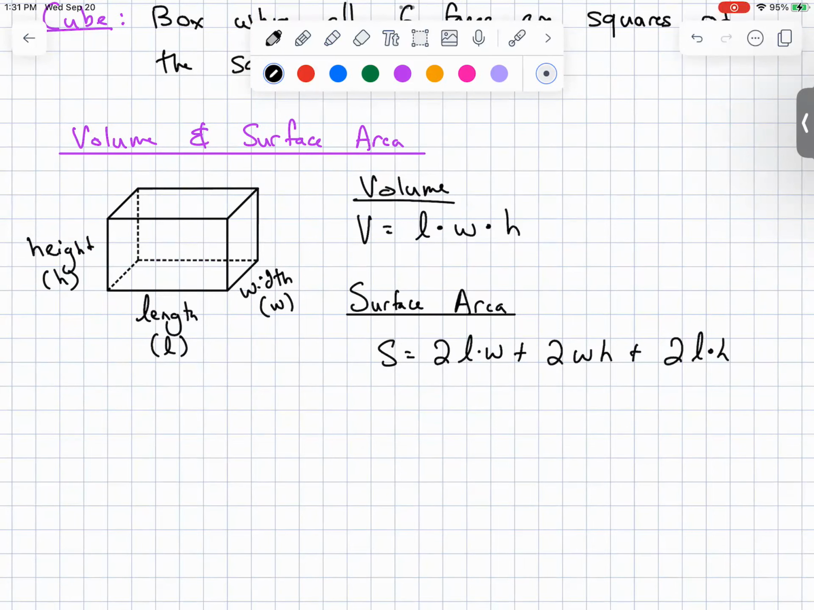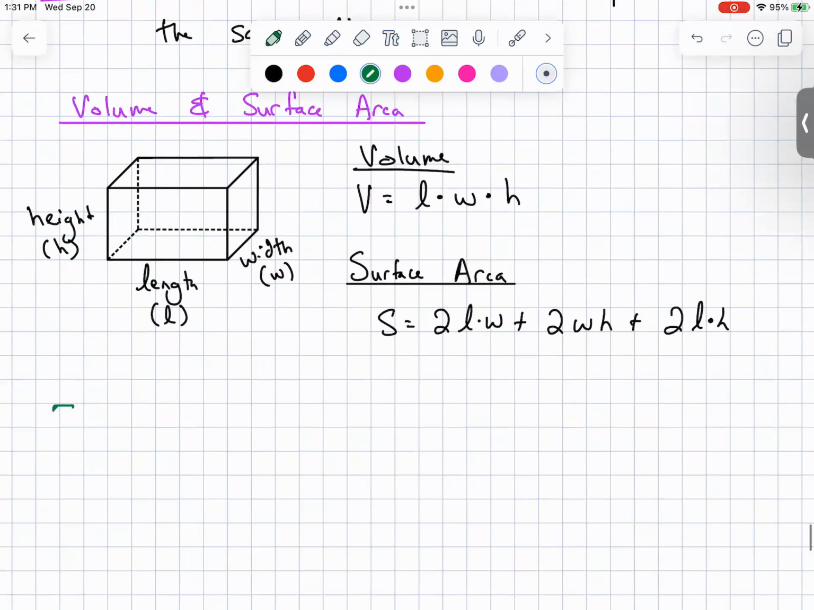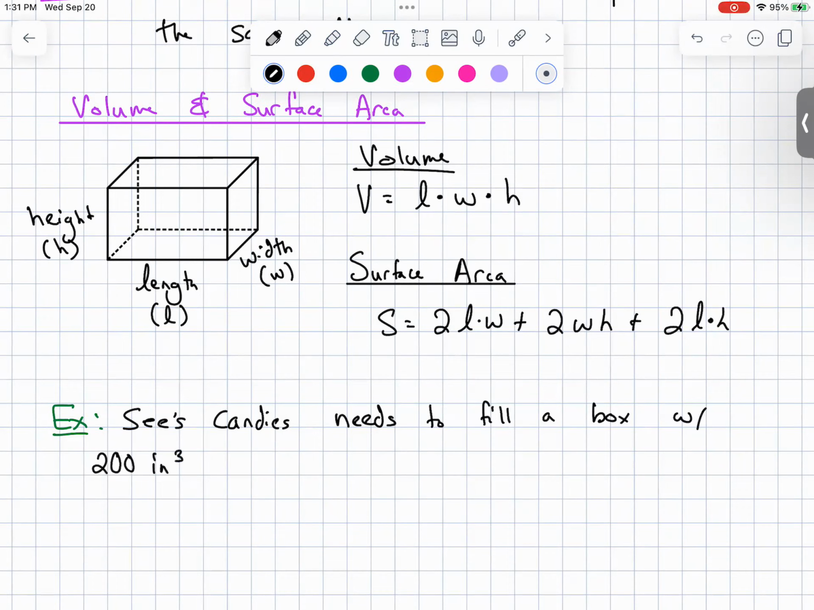Okay. So those are the formulas for volume and surface area. So I'm going to do an example of how to use this, and it's a real life example. So See's Candies needs to fill a box with 200 inches cubed worth of chocolate.